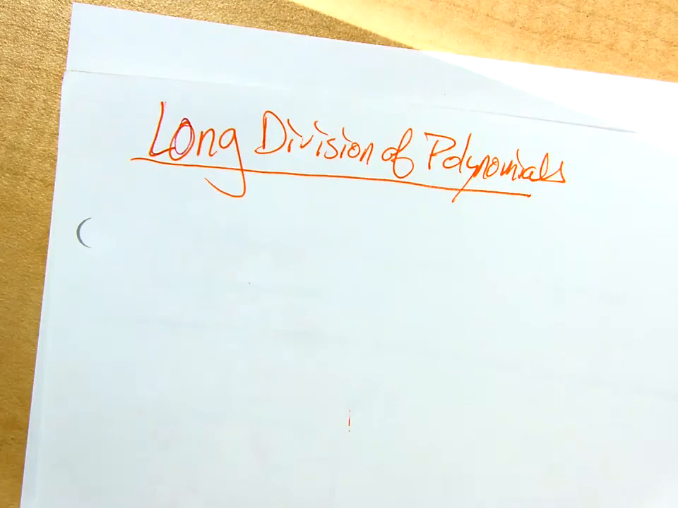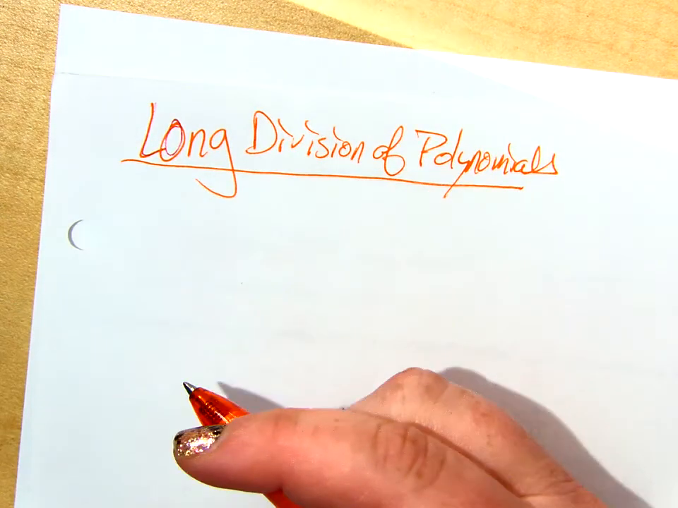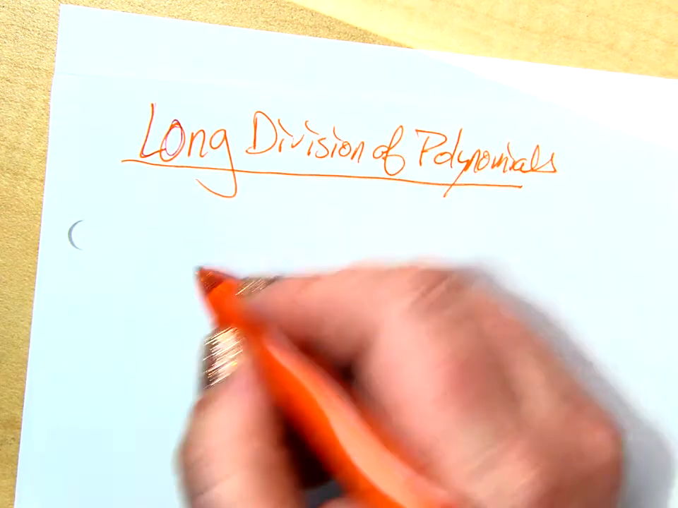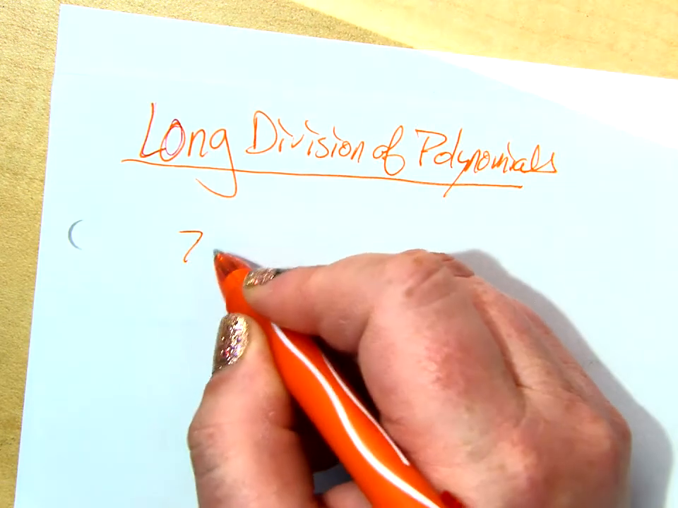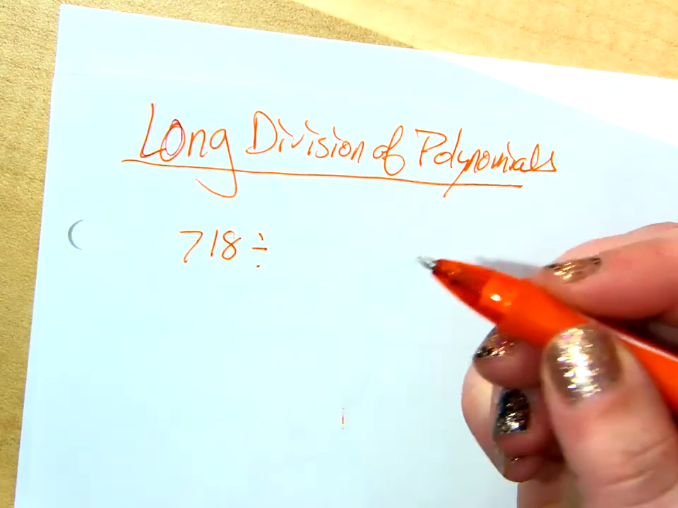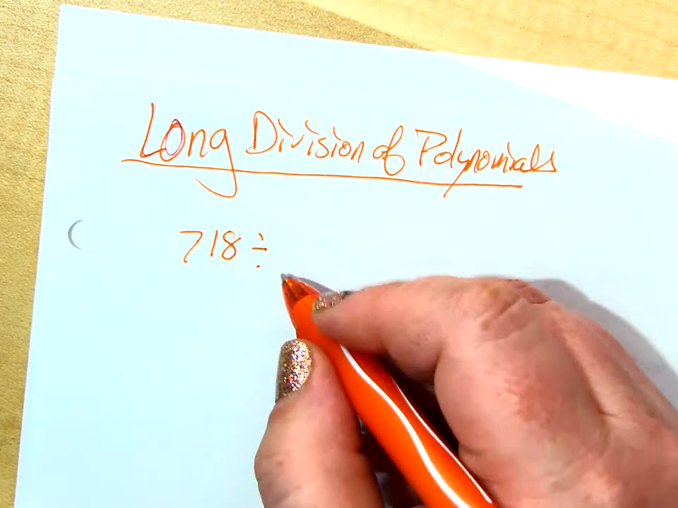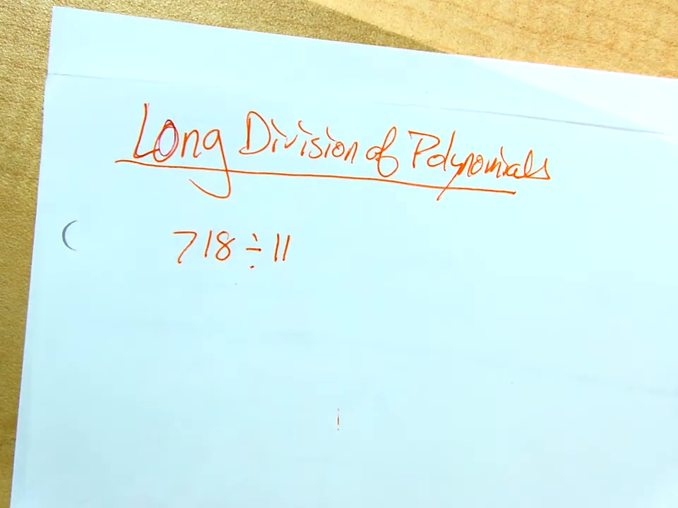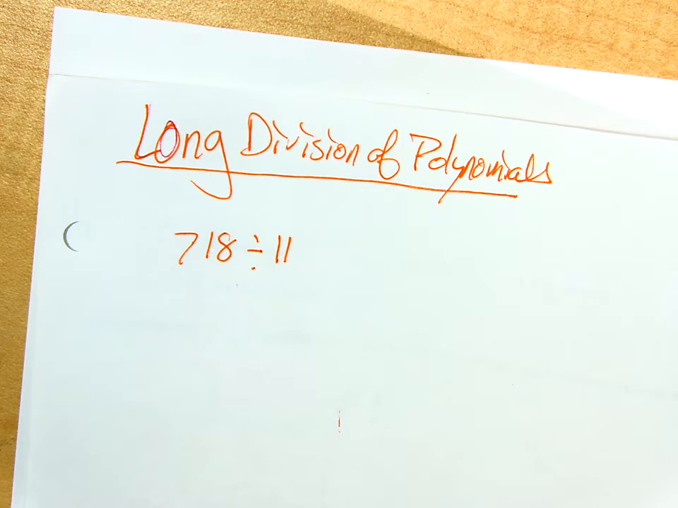So, long division of polynomials. Before we do this, let's see if you remember how to do, say I want to do the number 718 and I want to divide it by, oh, I don't know, how about 11? Do you remember how to do that with long division?